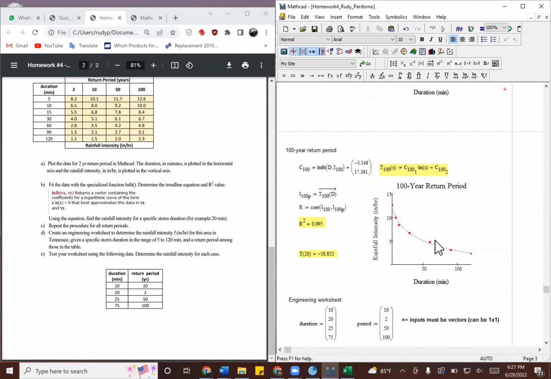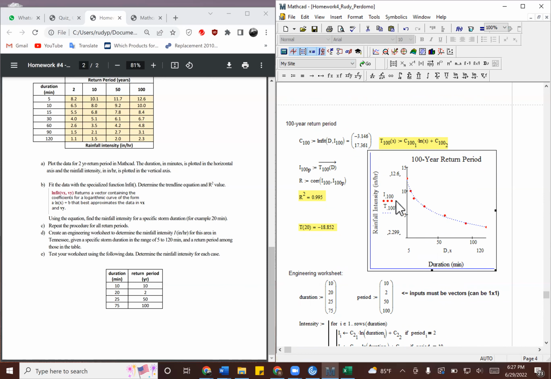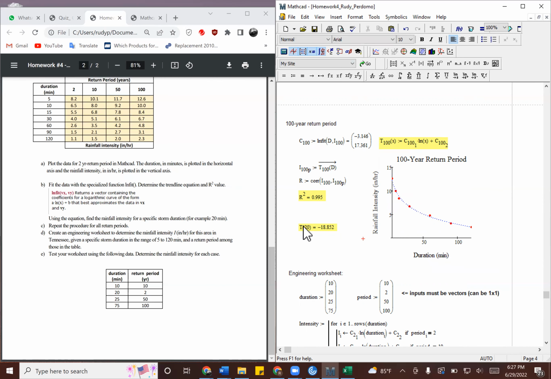Okay. Yeah, it's the same thing, right? Yeah, you just change all the 2s to 10s or 50s or 100s. Right. Including this one right here to plot it. Mm-hmm. And this one I have to change this one. Yeah. What the heck?